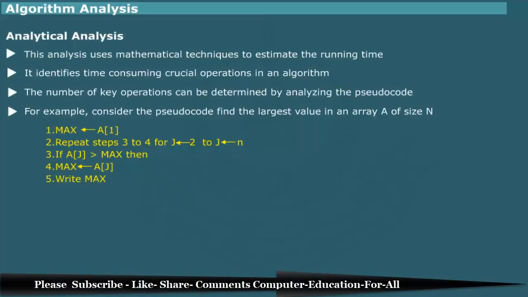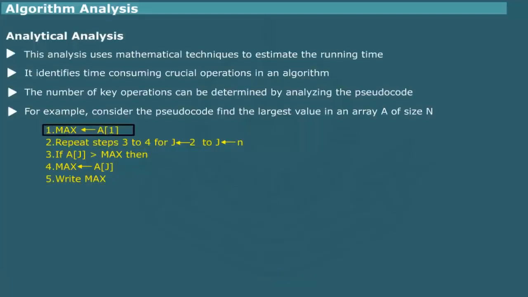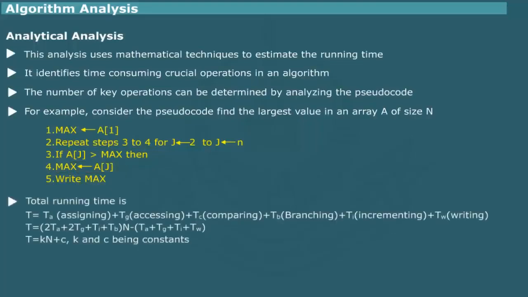By inspecting the pseudocode, we draw the following conclusions. Step 1 involves one access of an array element. Step 2 makes n-1 assignments to variable j. Step 3 retrieves an element n-1 times and makes n-1 comparisons. Step 4 retrieves an element n-1 times and makes at most n-1 assignments in the worst case, assuming that the last element is the maximum element. Thus, the total runtime for the algorithm is as shown.